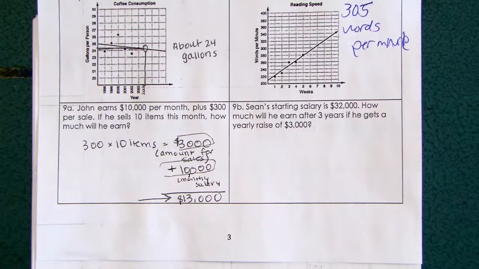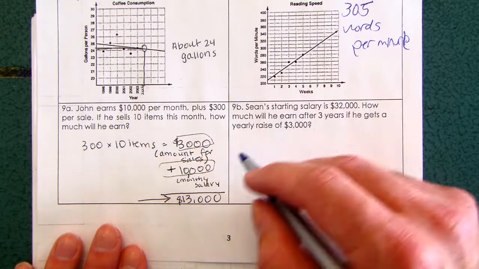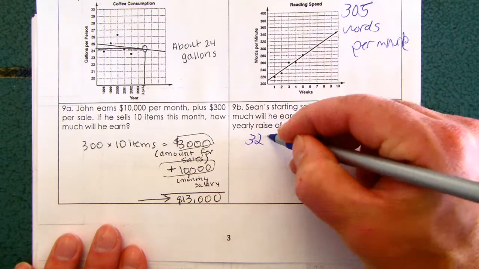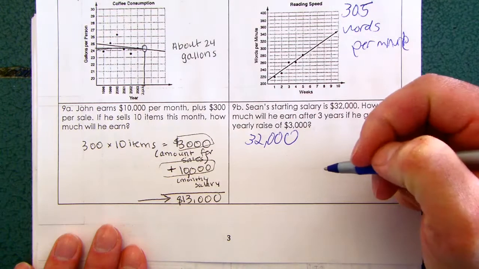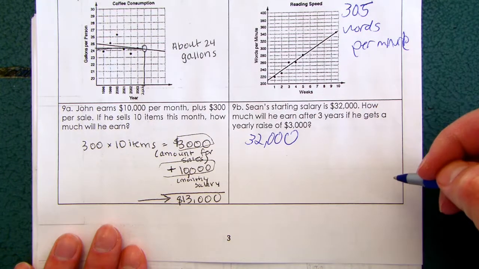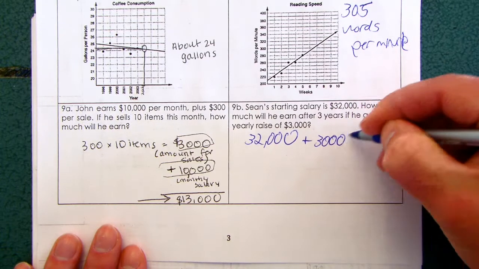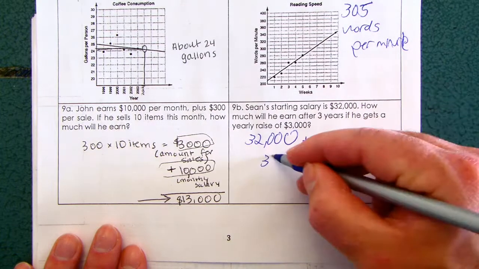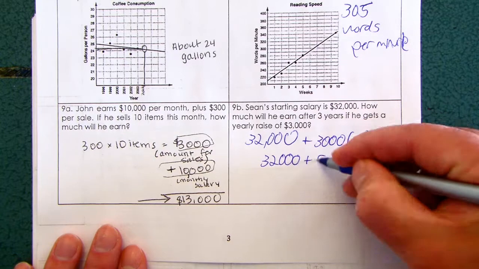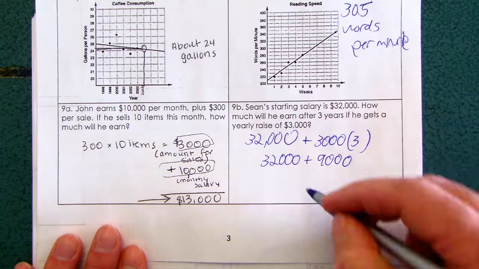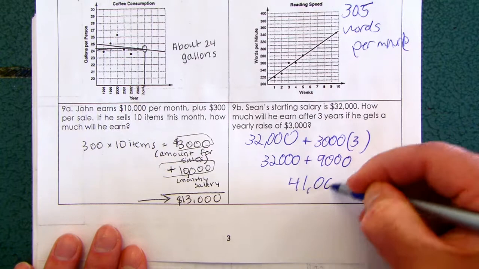All right, so Sean's starting salary is $32,000. How much will he earn after 3 years if he gets a yearly raise of $3,000? So this is going to end up being $32,000 plus $9,000. It's going to be $41,000.